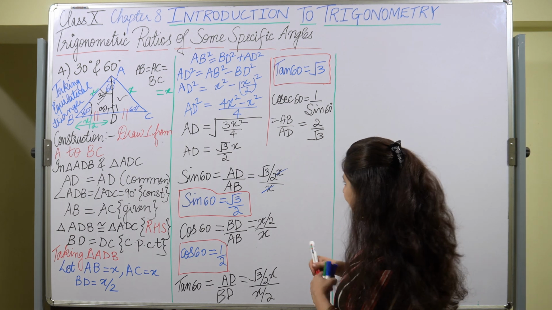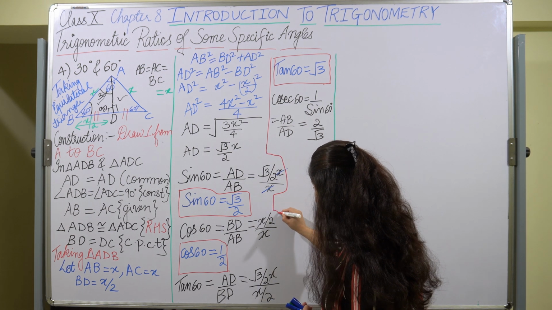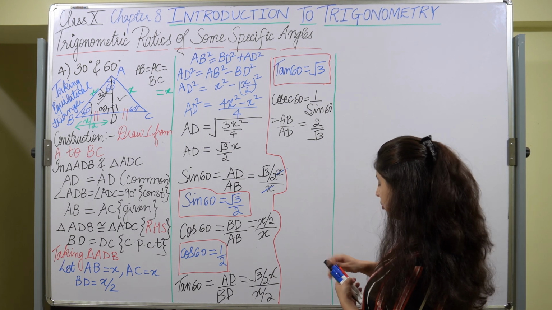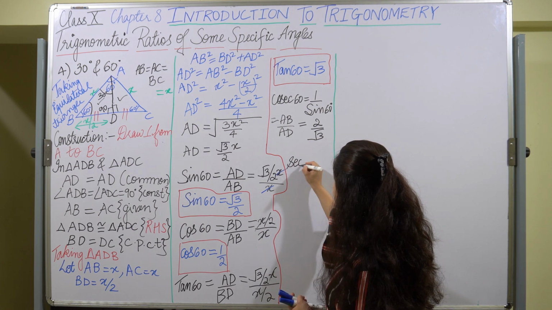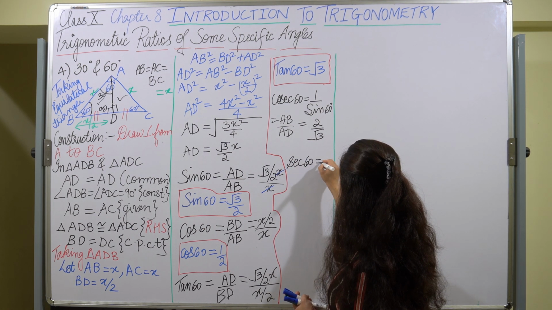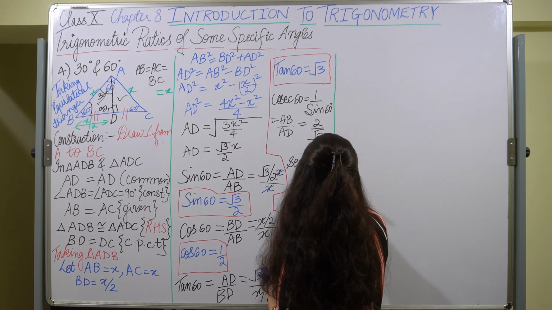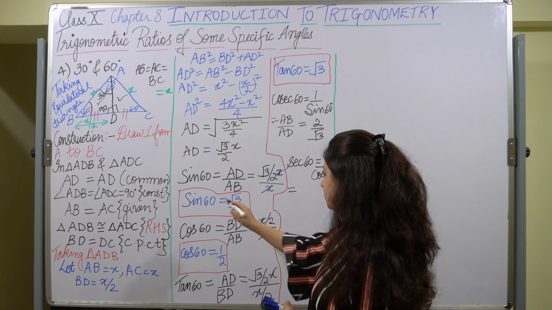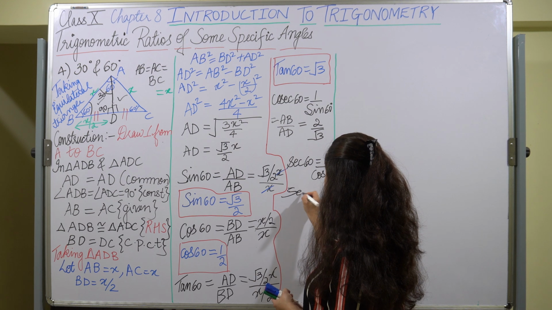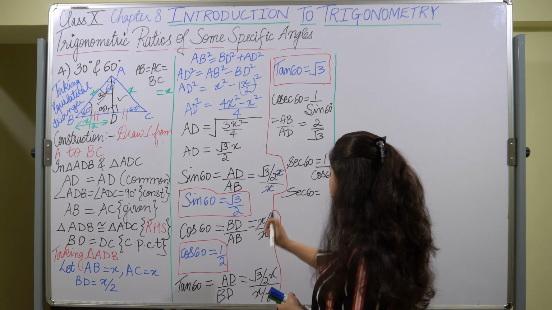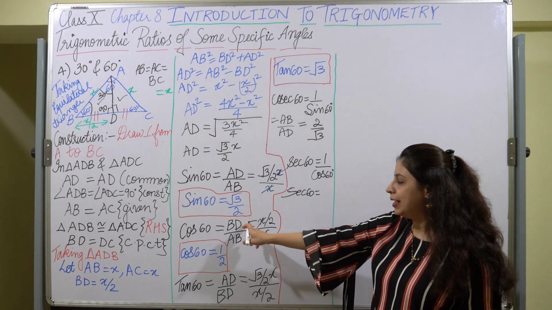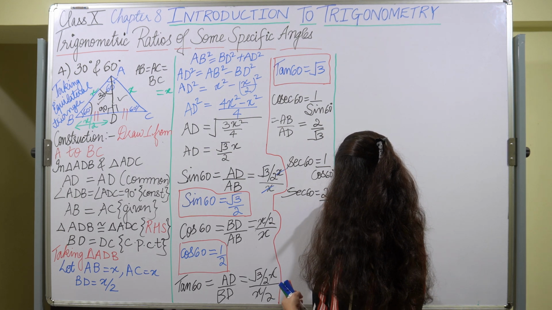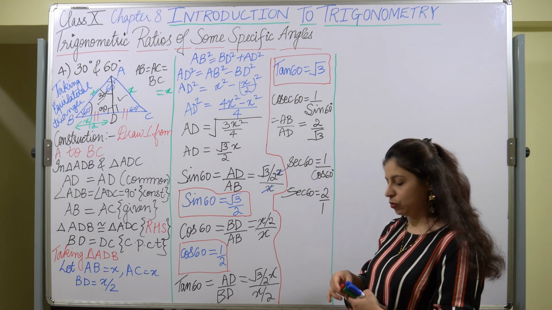Then comes sec, and then comes cot. So sec 60 will be equal to 1 upon cos 60. So sec 60 will be equal to AB upon BD. That will come out to be equal to 2 upon 1, that is equal to 2.